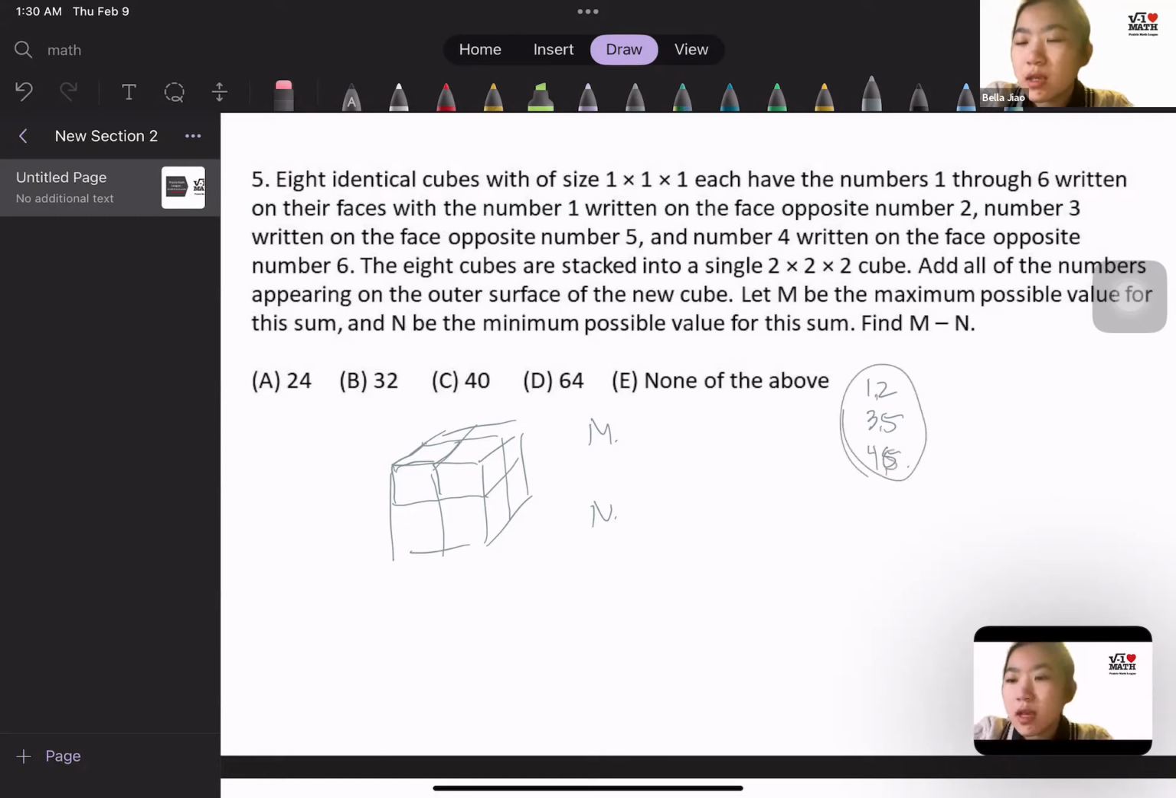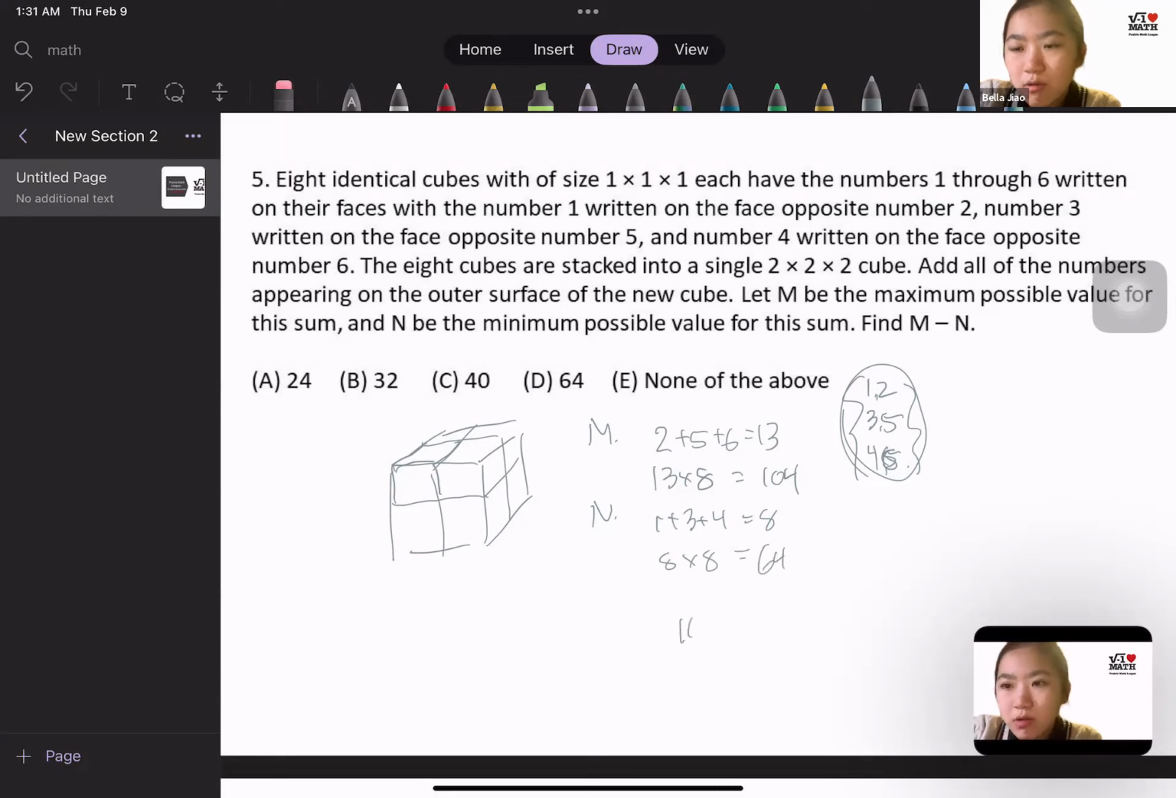So if we can just take the largest numbers on this side, you'll find that the maximum sum on each cube with 3 of the faces showing is just 2 plus 5 plus 6, which is 13. There's 8 cubes, so it's 13 times 8, which is equivalent to 104. And then we look at the minimum, which is just this side. So the minimum is 1 plus 3 plus 4, which is 8 for each cube. 8 times 8 is equal to 64. You subtract that, 104 minus 64 is equal to 40. Thus the answer is C, which is 40.